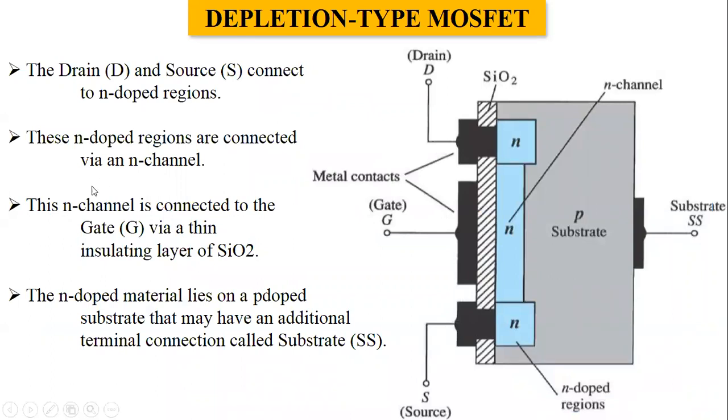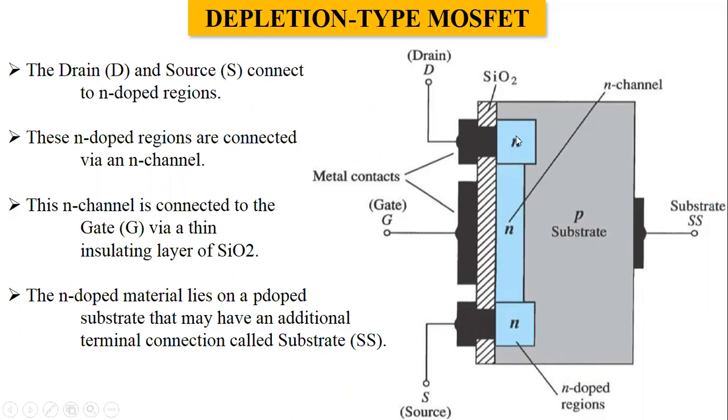So let us consider this depletion type MOSFET. We have a P-type semiconductor here, this grayish region. Within the P-type semiconductor, we are going to implement an N-type channel, as was the case in the junction field effect transistor, where an N channel was there. The N channel is formed because of N-type semiconductor, so within the P-type semiconductor we implement N-type semiconductor.